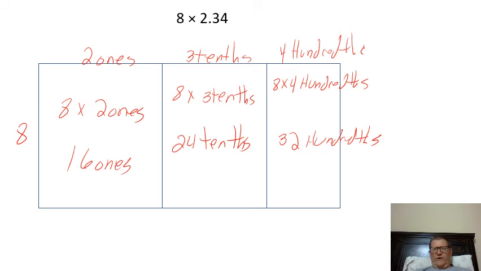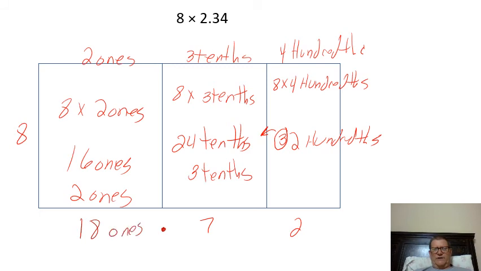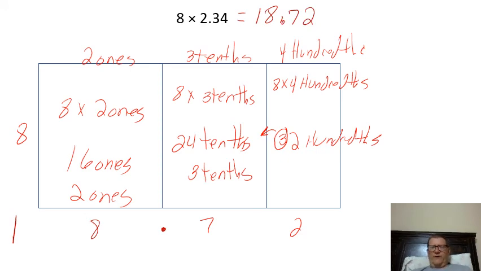Now, doing our regrouping, we know these 30 hundredths is going to become 3 tenths. That leaves us our 2 hundredths. Now, our 24 tenths and 3 tenths is going to give us 27 tenths, which we know the 20 is going to have to be regrouped as 2 ones. And we know our decimal right here because of the ones. And this is going to become 18 ones. Well, we know this 10 ones is going to become 1 ten. So now we can see our answer would be 18 and 72 hundredths.